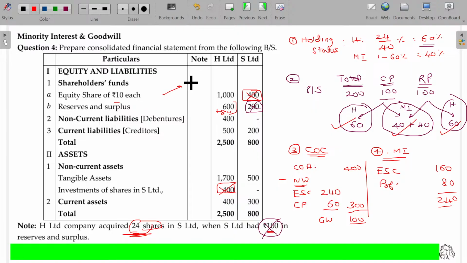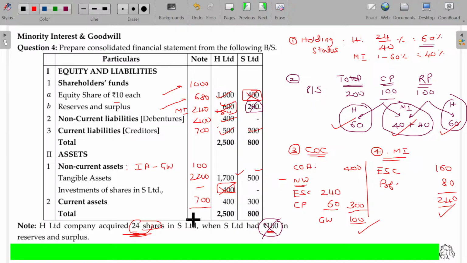Equity share capital being 1000. Reserves and surplus being 600 plus 80, 680. And minority interest being, I have to introduce the new one, 240. And we have completed all these values. This 400 rupees being the debenture. 500 plus 200, 700 is the current liabilities after the consolidation. And non-current assets, intangible assets, goodwill being 100 rupees. And tangible assets being 2200. We don't have investment value, and current assets being 700.